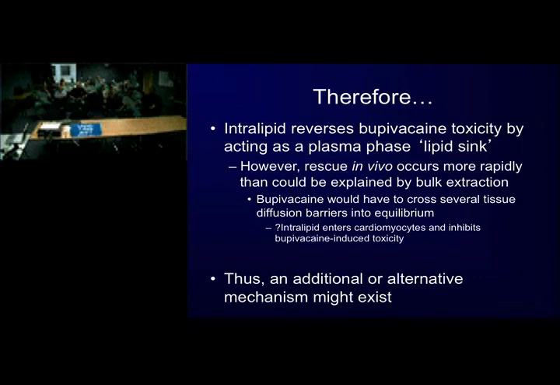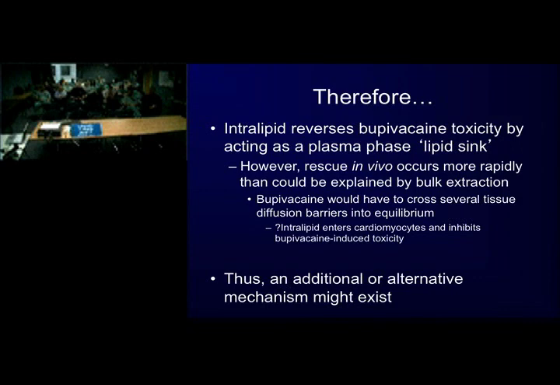So therefore, they concluded that Intralipid reverses bupivacaine toxicity by acting as a plasma phase lipid sink, so basically extraction of the bupivacaine from the cardiac tissue. However, they did comment that the rescue in vivo occurred more rapidly than could be explained by bulk extraction, because bupivacaine would have to cross several tissue barriers to get into equilibrium. So they suggested possibly that Intralipid enters cardiomyocytes and inhibits bupivacaine-induced toxicity. So they suggest that an additional or alternative mechanism might exist that may explain that.